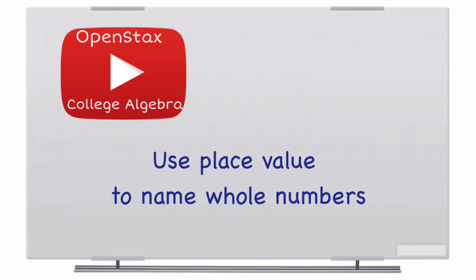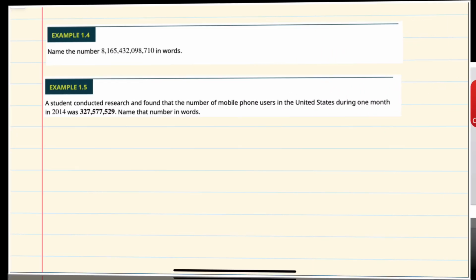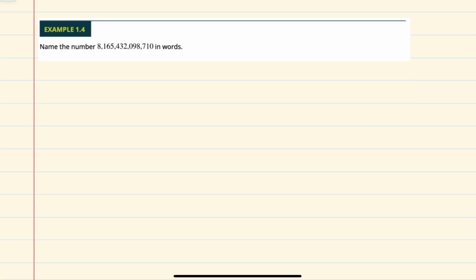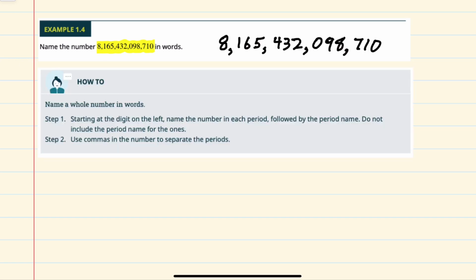In this video, I'll be helping you with a math topic called Use Place Value to Name Whole Numbers. And we have two examples here from the OpenStax pre-algebra text. Starting with the first, we're asked to name this number in words. And the OpenStax text provides this how-to for naming a whole number in words.